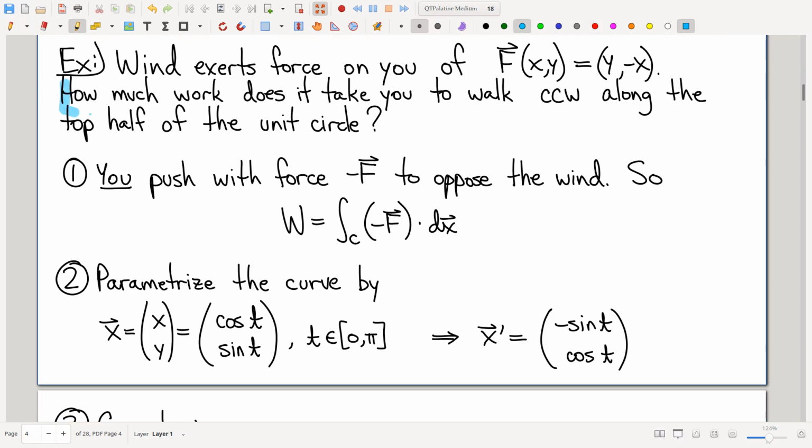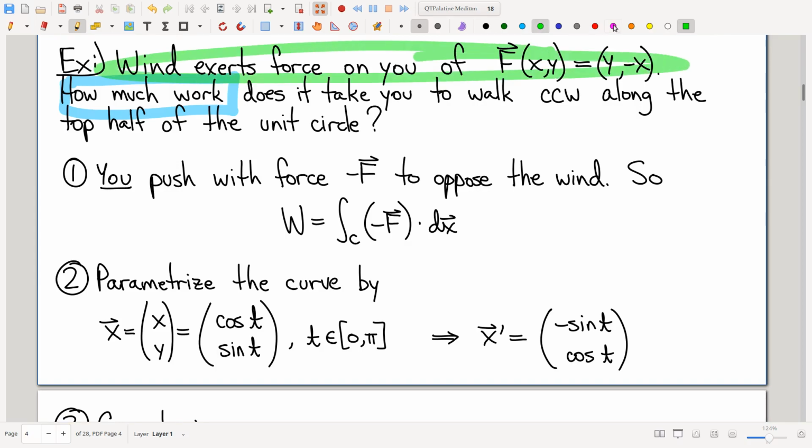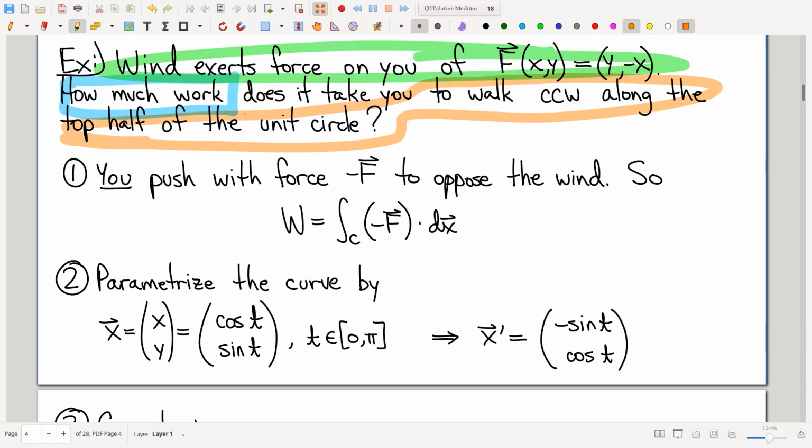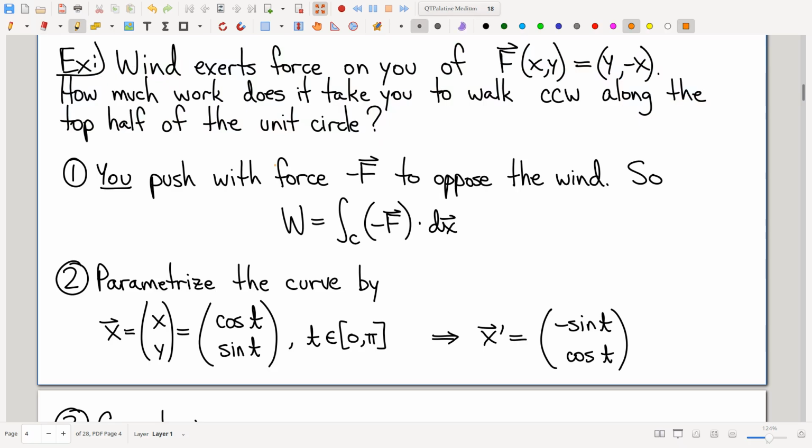We're going to compute work. It says right there, right? How much work? We have a force given. We have a path given, top half of the unit circle, right? And so this is a question that's seemingly tailor-made for the construction that we just created, right? Force, path, compute the work. That's just what we did. And we're going to start off pretty much by writing down exactly that.